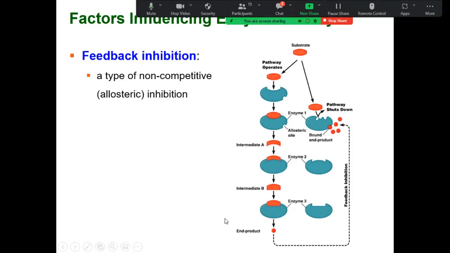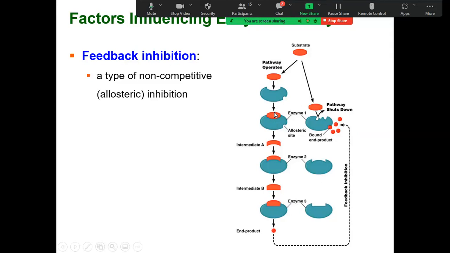Okay? Well, what happens if we don't want to make any more end product, but we still have our enzymes around? What you can do is feedback inhibition, where the end product itself can bind to the first enzyme and then change the shape or the folding pattern of that enzyme.